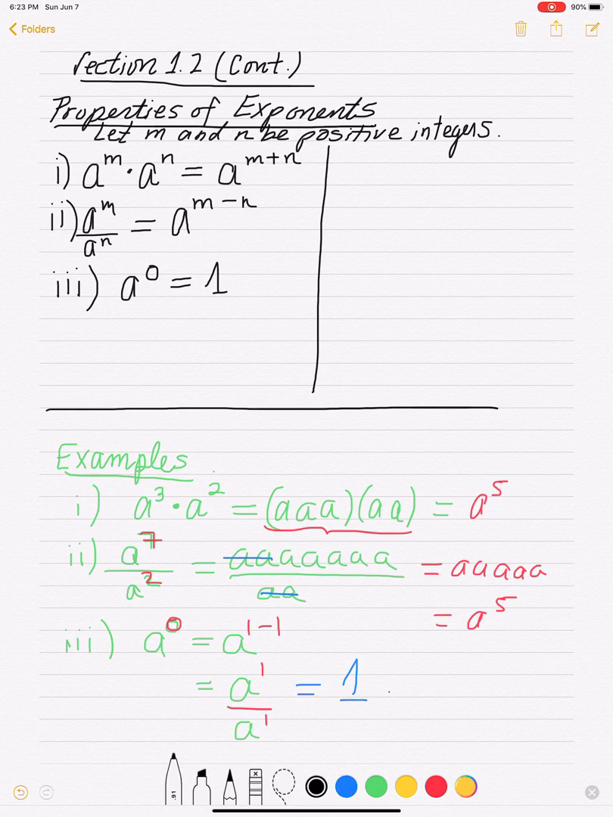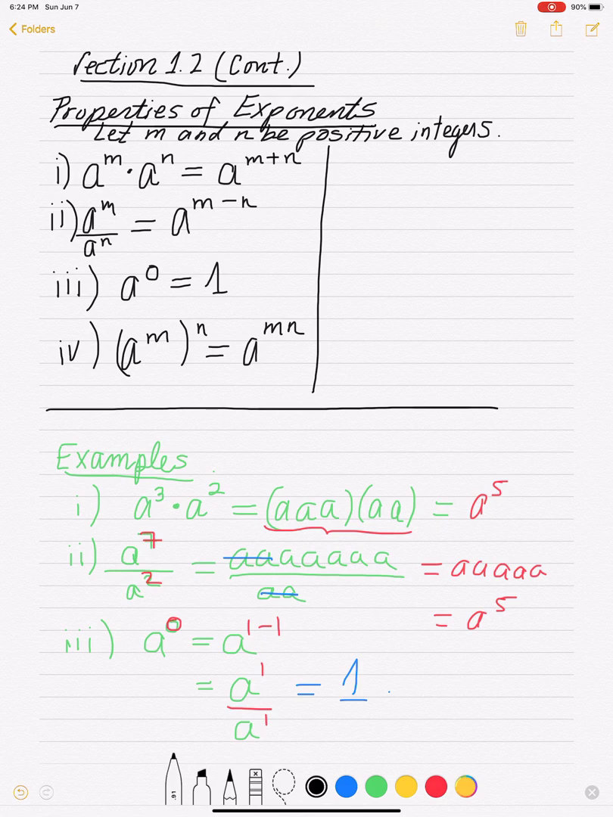Let's see, can we do a number 4 here? How about, okay, this one's a famous one. A to the m, parentheses around that, to the n. Now, this is an important one that you don't want to mix up with number 1. So number 4, do not mix it up with number 1. The new exponent is going to be m times n.